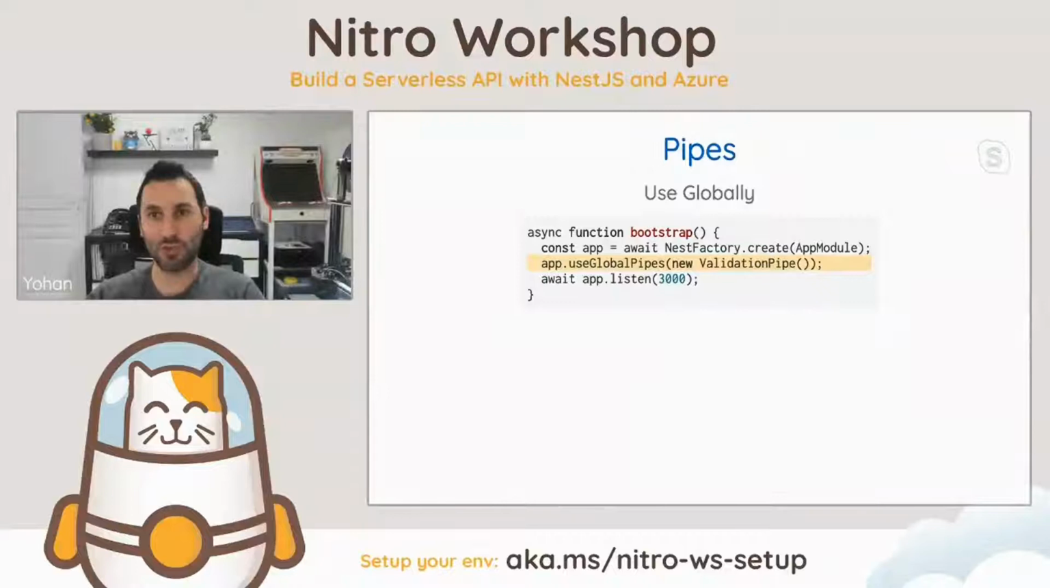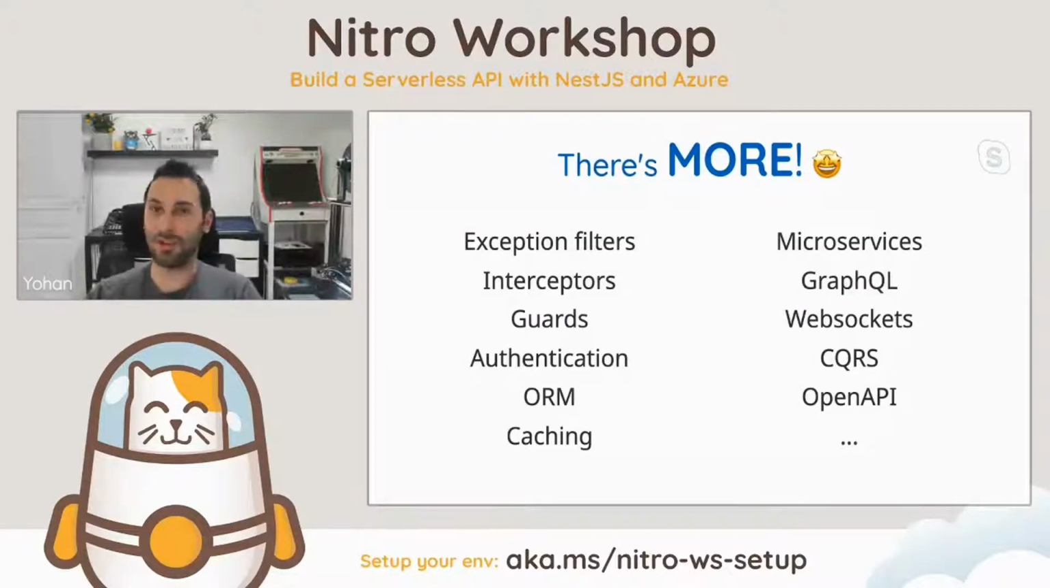You can also define global pipes. During the bootstrap of your application, you can use the useGlobalPipes method to set pipes that will be used in every method of all your application controllers.